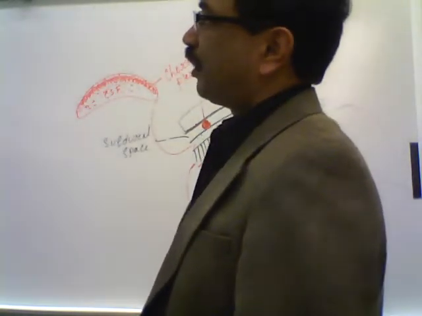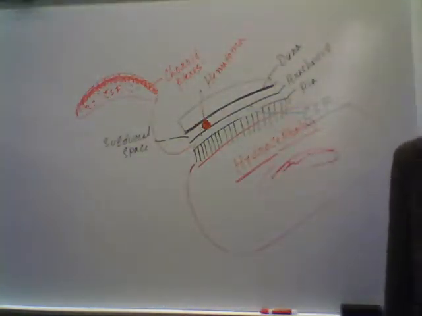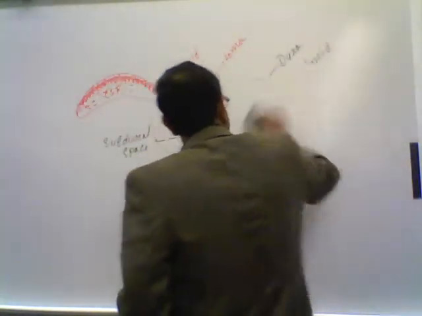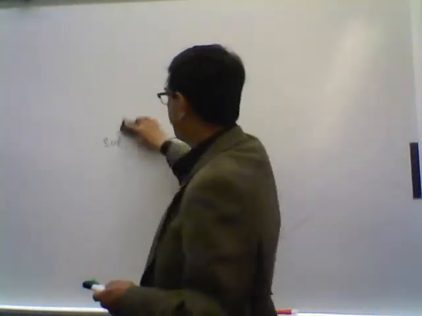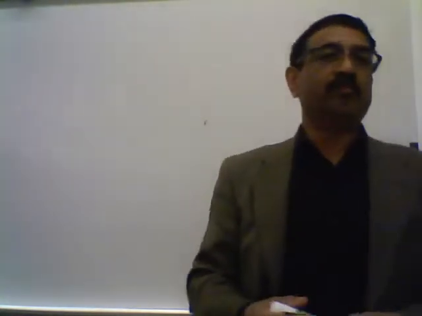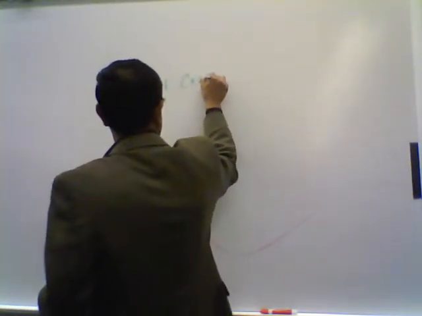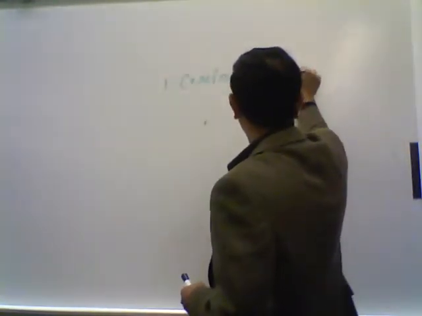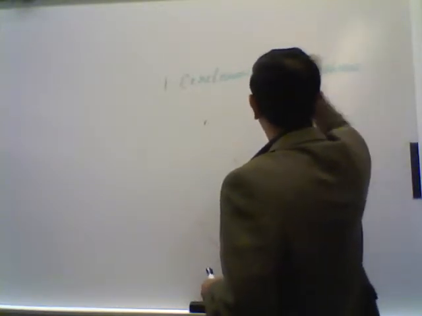Okay, parts of the brain. The brain is divided into four parts. What are those? The first part is the largest part of the brain, that is called the cerebrum. So the largest part of the brain is the cerebrum. It consists of two hemispheres. Okay, two hemispheres.